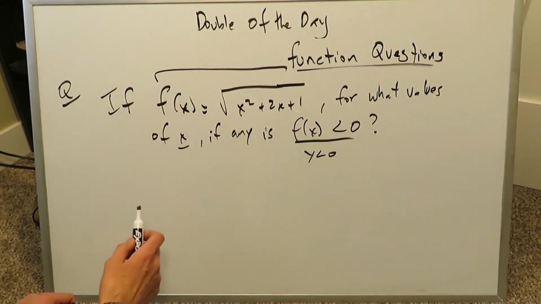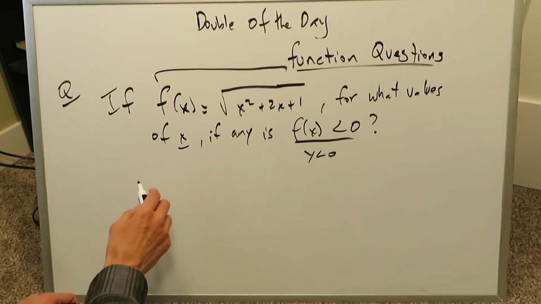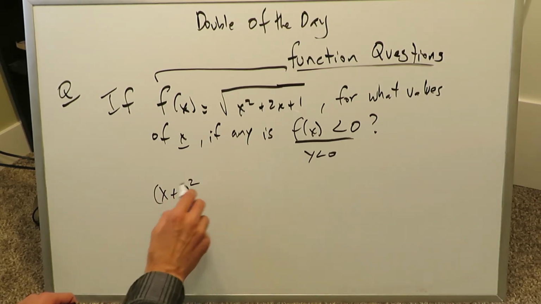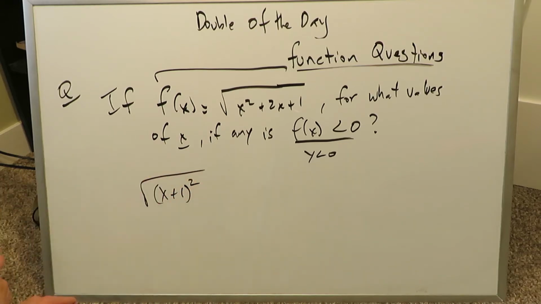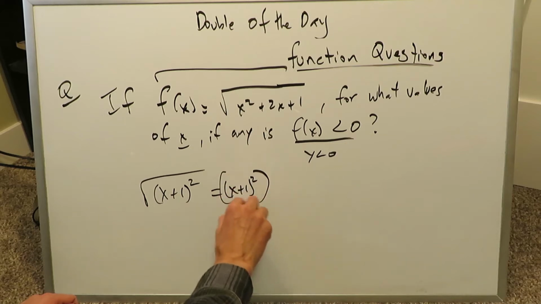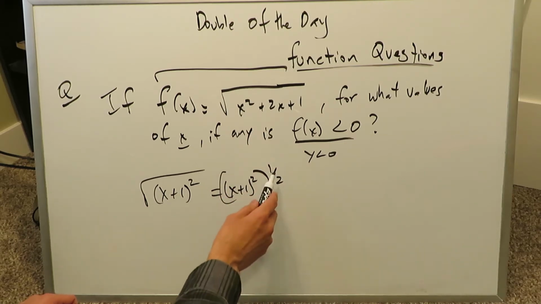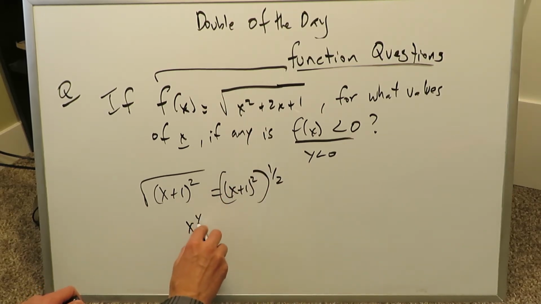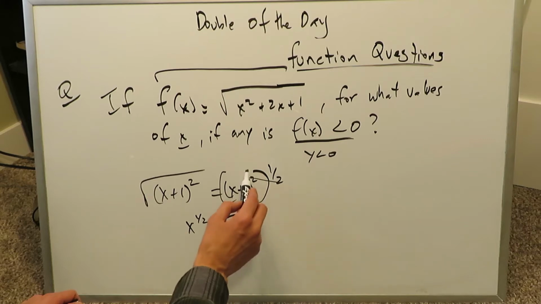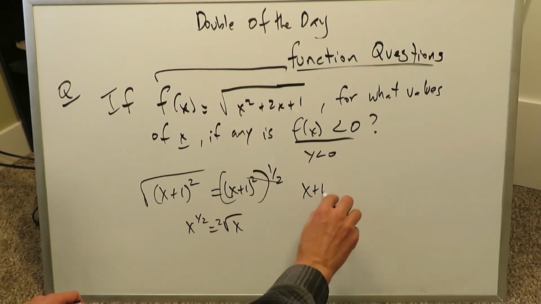This looks like a difficult radical function, but it isn't. Think about it. x squared plus 2x plus 1 is no different than x plus 1 whole squared. It is bounded by a radical, but look at this. It's x plus 1 whole squared, and the radical is really to the power of 1 over 2. Anything to the power of 1 over 2 is a radical, a square root. You can actually just cancel this out, and you're really looking at just an x plus 1.